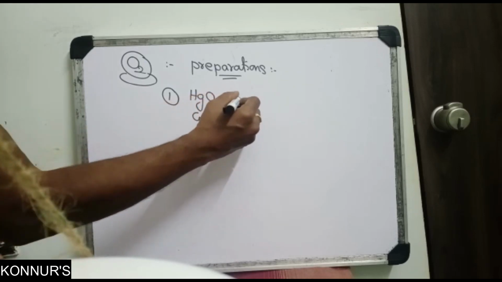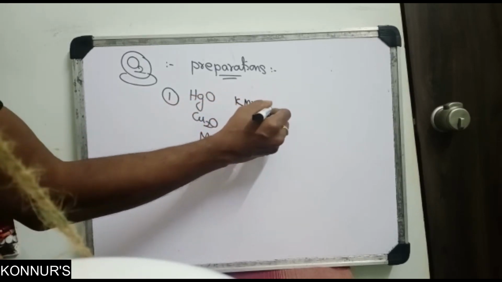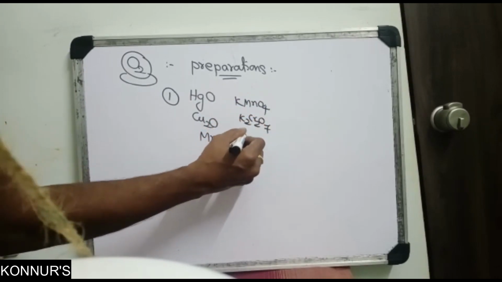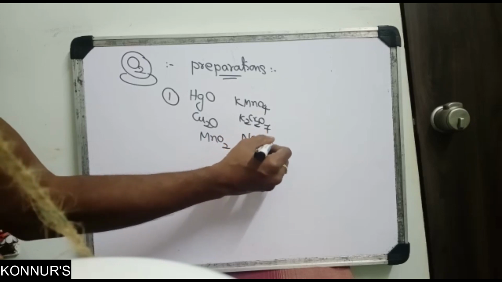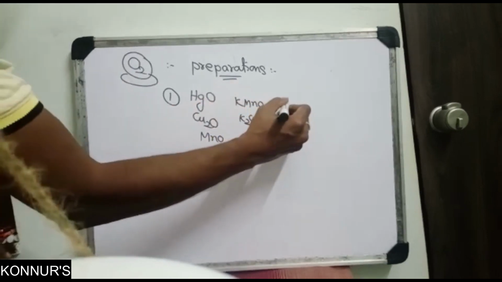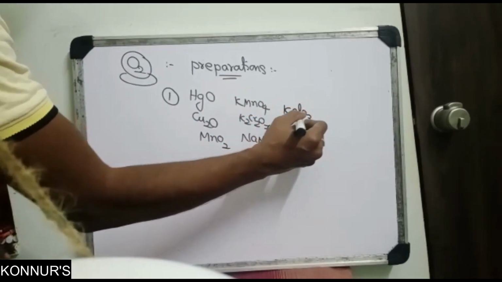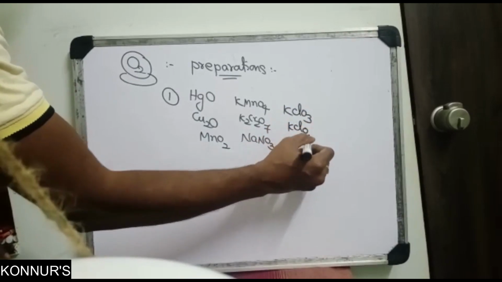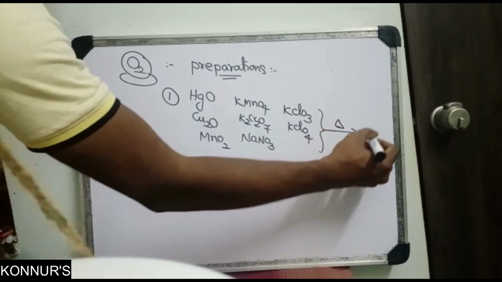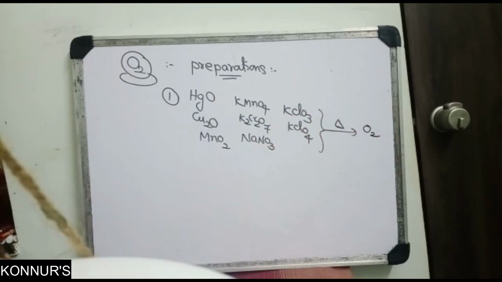So that is KMnO4, K2Cr2O7, NaNO3. So the oxygenated compounds you heat. So that is KClO3, KClO4. Just heat all these compounds, and oxygen easily comes out.